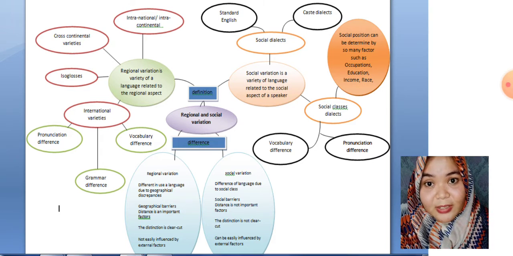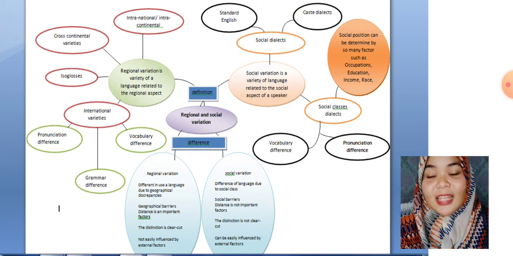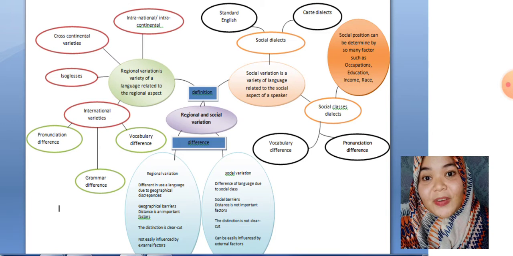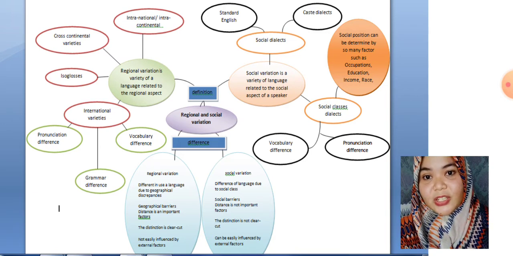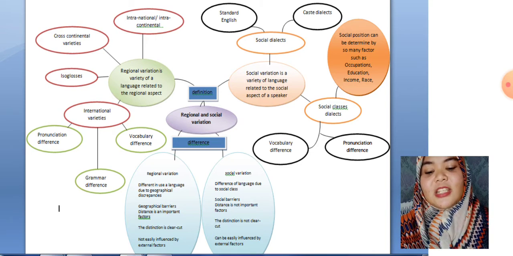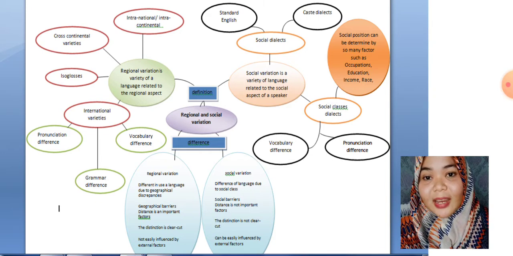Let's start our lesson by finding out what language variation is. Language variation is a variety of language. It means that language has variation. It's not only one. It's not only English, it's not only French, it's not only Indonesian. There are many kinds of language that exist in this world.